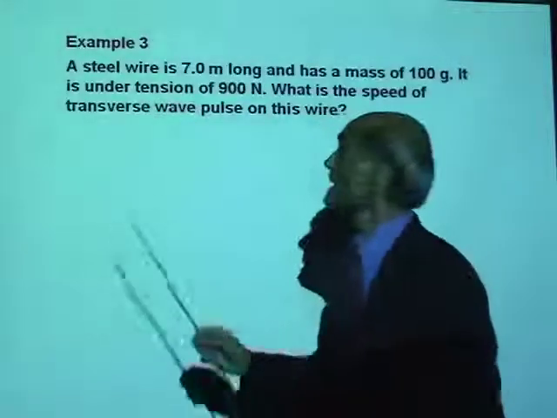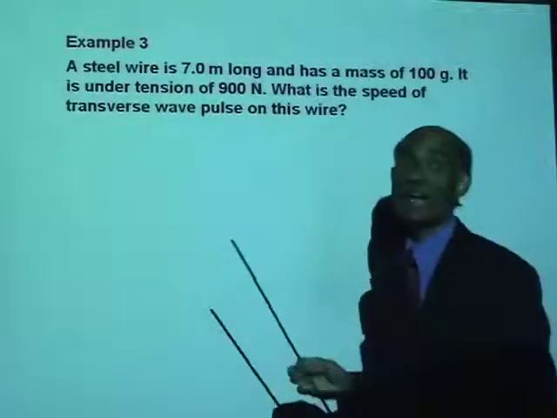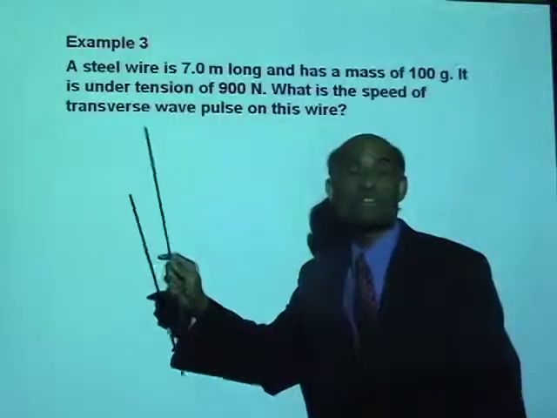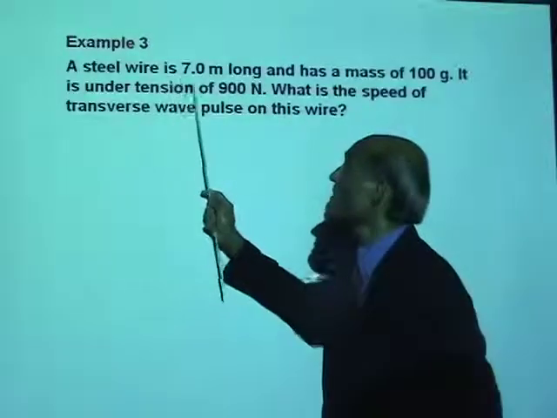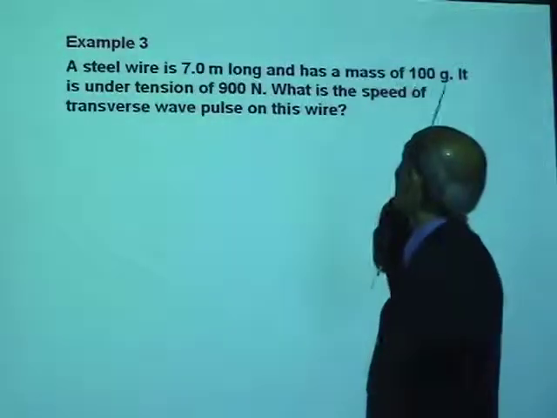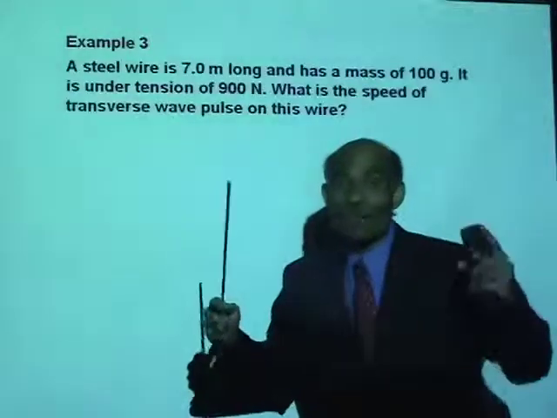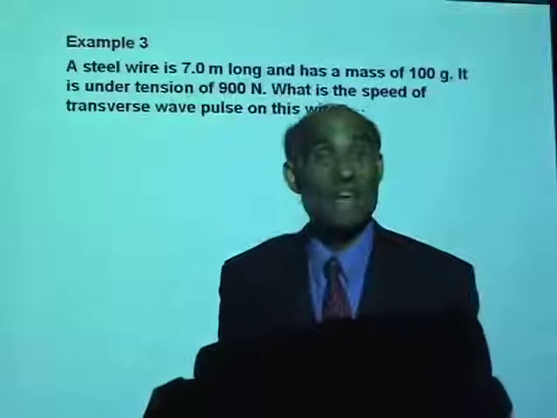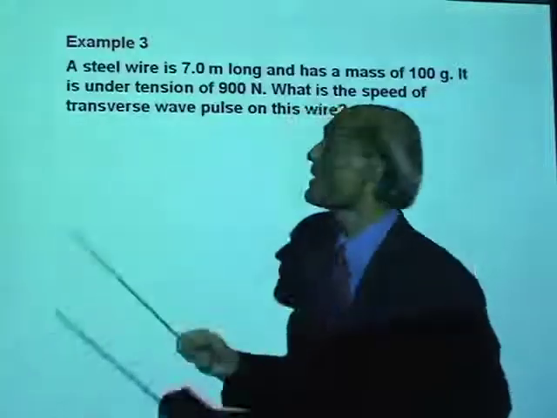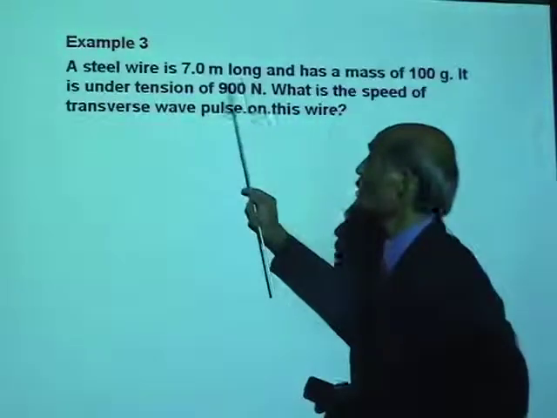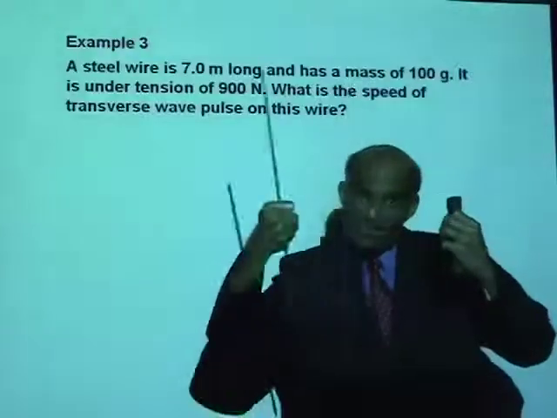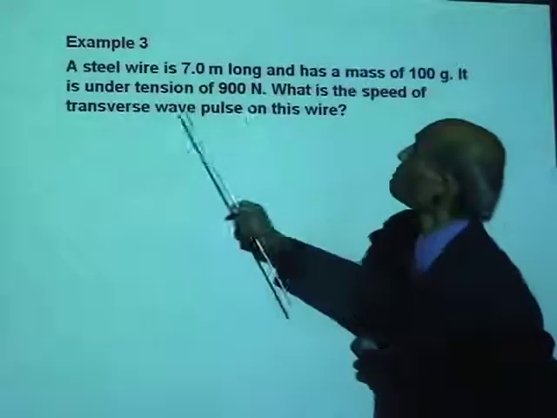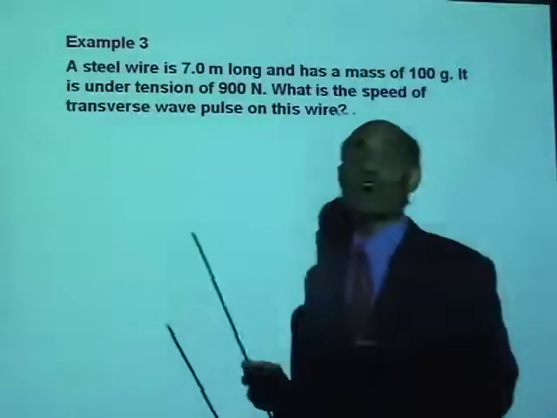A steel wire is 7 meter long and has a mass of 100 grams. Now watch the information given here in the first sentence. I have given you the length of the wire. I have given you the mass of the wire. Can you use those two quantities to calculate the mass per unit length? Yes, you can. It is under a tension of 900 Newton. It is stretched by using a force of 900 Newton.